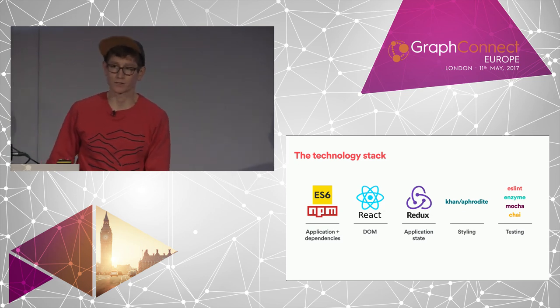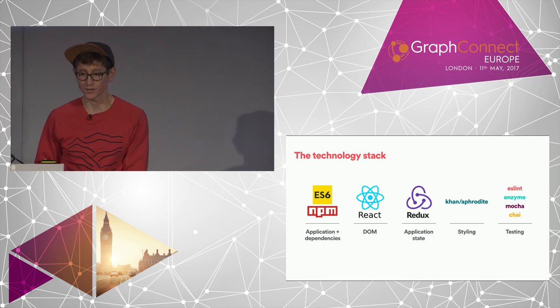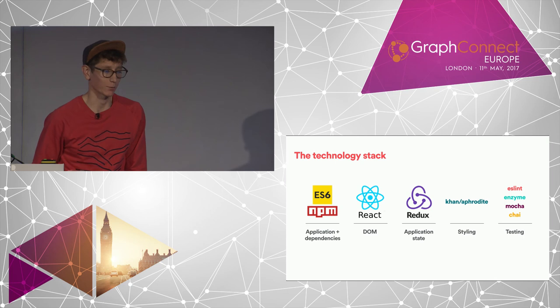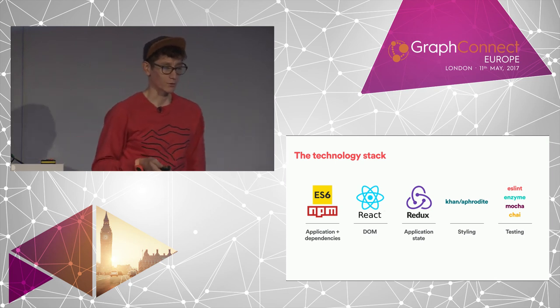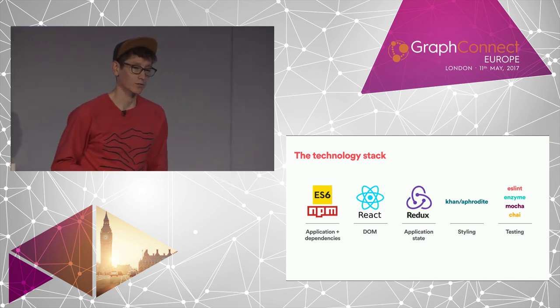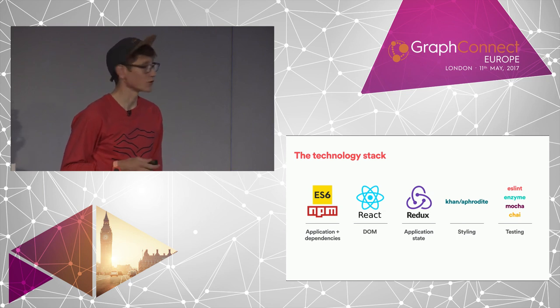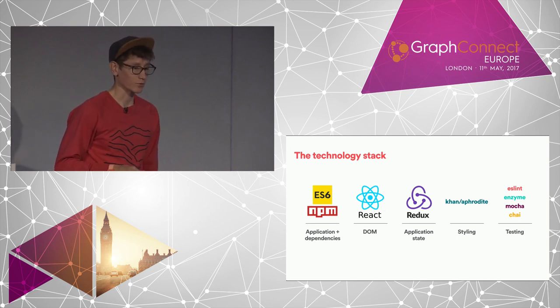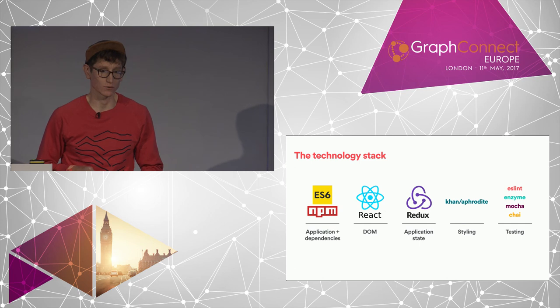So just quickly, I wanted to give an overview of the front-end technology stack. This is similar to many teams at Airbnb. We leverage modern JavaScript, ES6. We use NPM to manage package dependencies and build the application. We use an open source package called React from Facebook, which is really common now for generating the DOM and the UI. We use Redux, which is an application state tool.